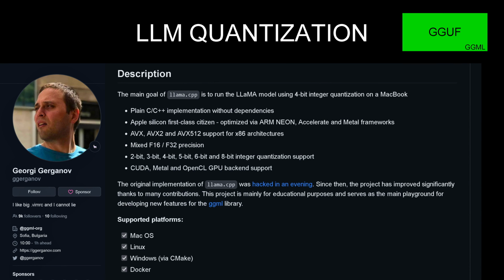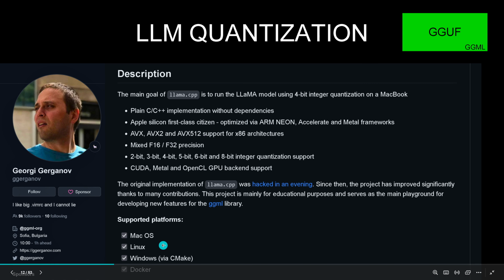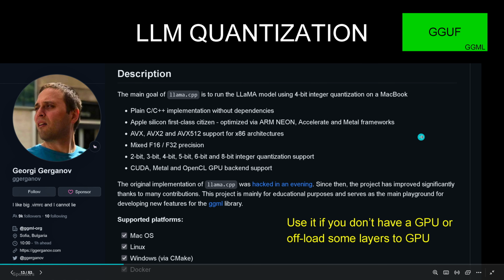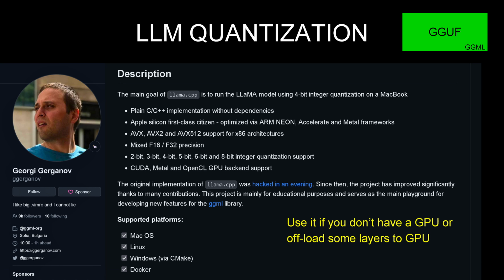The main goal of llama.cpp, and the original implementation, by the way, was hacked in an evening, was to run the Llama 1 model using 4-bit integer quantization on an Apple MacBook. So we have Apple Silicon as a first-class citizen. We want to have this without any dependencies, and this looks great. Currently supported platforms are macOS, Linux, Windows, and Docker. Great.